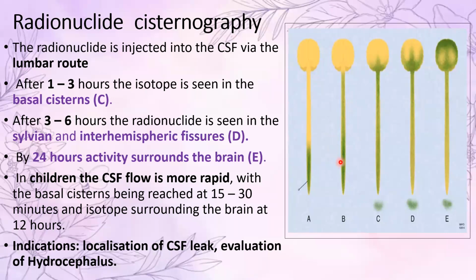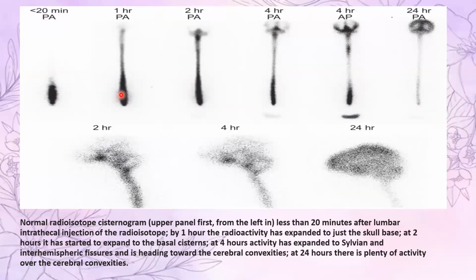Normally, the radionuclide diffuses upward and starts to surround the basal cisterns, the sylvian and the interhemispheric fissures, and finally, by 24 hours, activity should be seen surrounding the cerebral hemispheres. In children, this process is much more rapid, and activity can be seen surrounding the brain within 12 hours. Once again, this is a normal study where we can see the radionuclide as it diffuses upward, and by 24 hours, the radionuclide activity can be seen surrounding the brain.